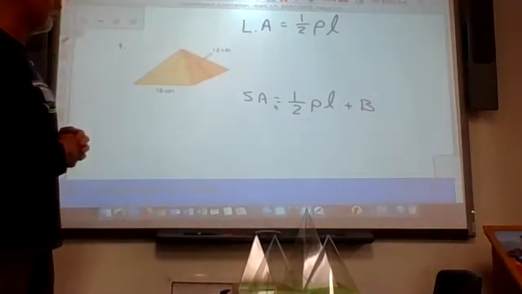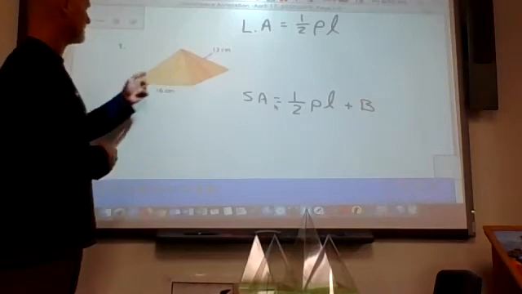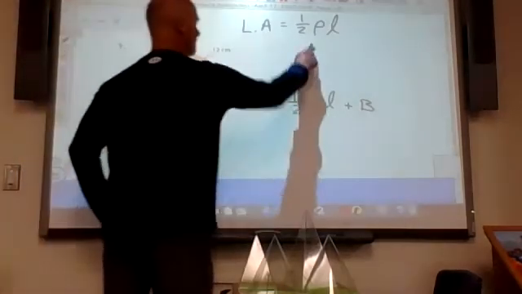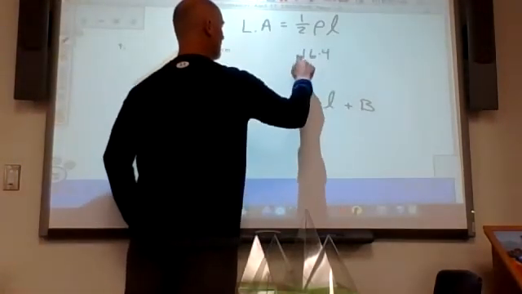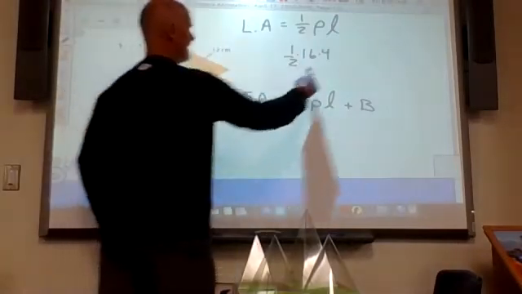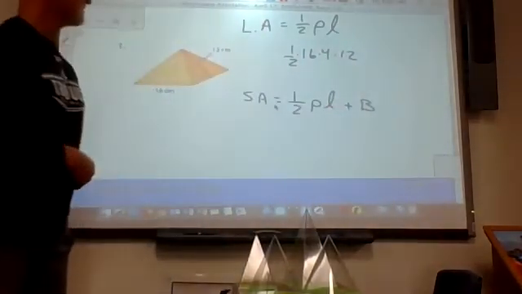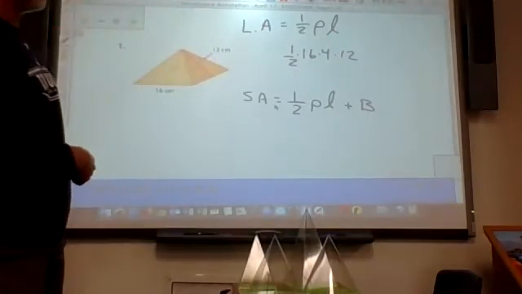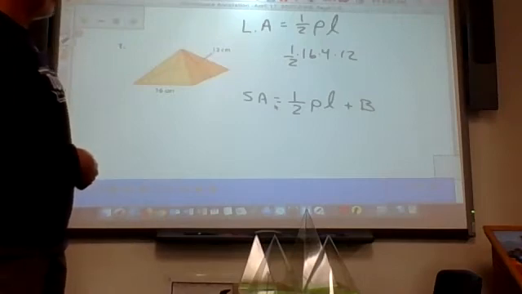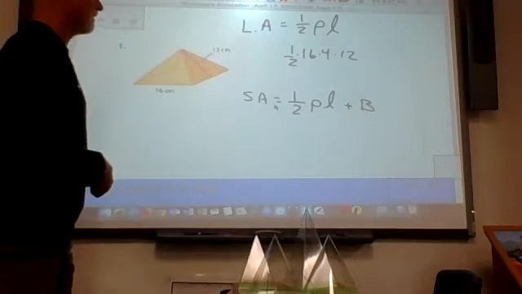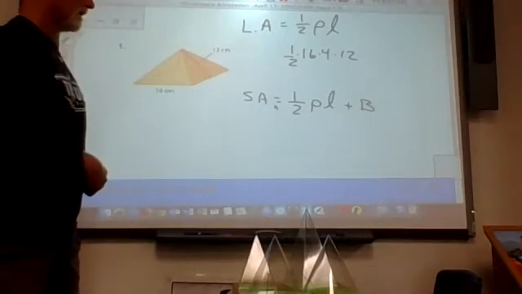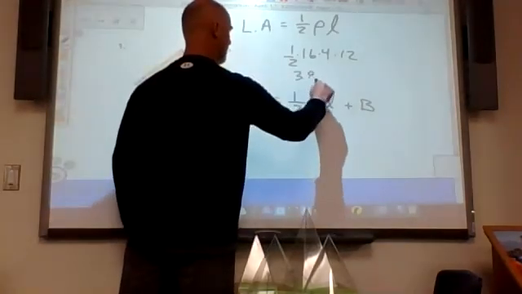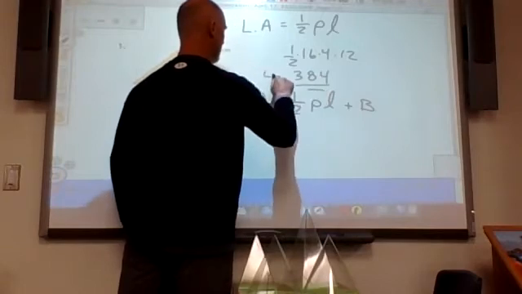So this is a regular pyramid. It's given us the side of the base, and it's a square base. So 16 times 4 would be my perimeter times 1/2. And then my slant height is given to me as 12. So this is a very basic, simple problem. And so you would need to multiply those out. Let me see if I can do it in my head quickly here. 32 times 12, 320, 384. So that would be the lateral area.